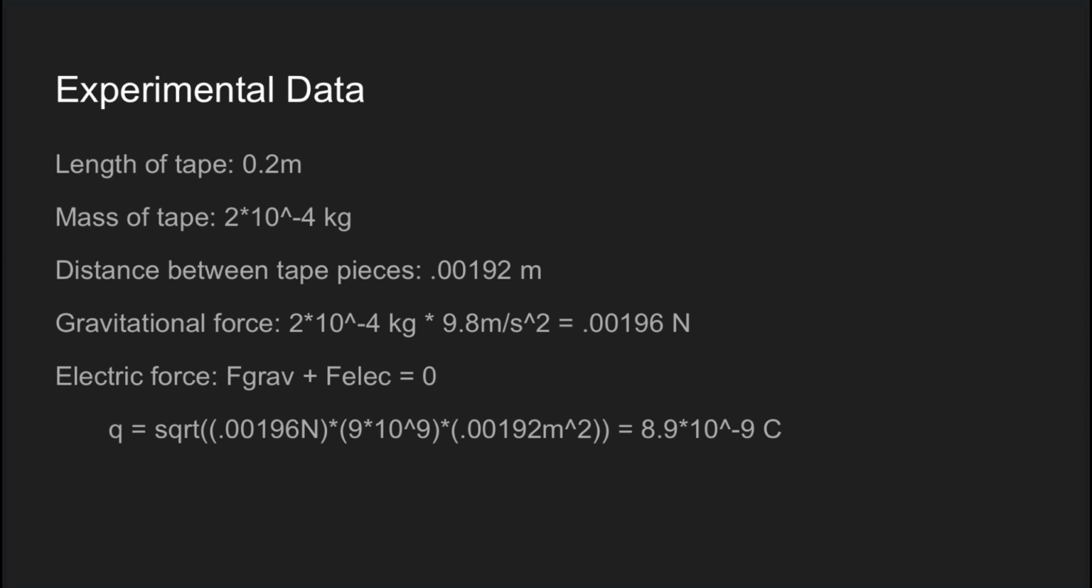The gravitational force was 2 times 10 to the negative 4 kilograms times 9.8 meters per second squared, which is 0.00196 newtons. And the electric force, which is equal and opposite to the gravitational force in this scenario, is 8.9 times 10 to the negative 9 coulombs.